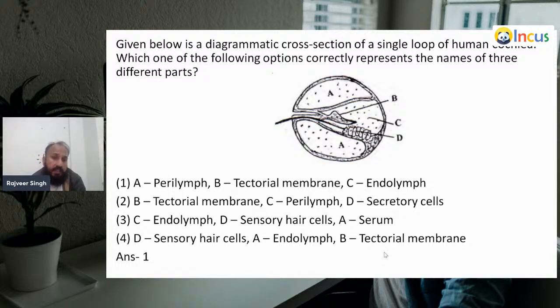If I talk about the other option, B is tectorial membrane, this is the right answer, but C is not a perilymph, so this option is eliminated. C is endolymph, yes, this is right, but D is the sensory hair and A is the serum, so this is again wrong. And D is the sensory hair cell, A is the endolymph, this is again wrong, and B is the tectorial membrane. So what we see is that only option 1 is the right answer.